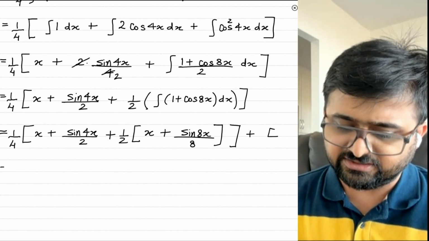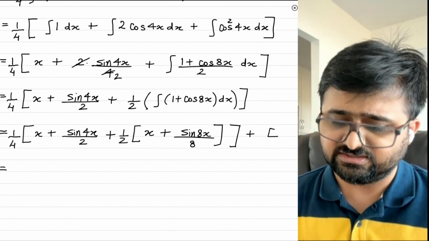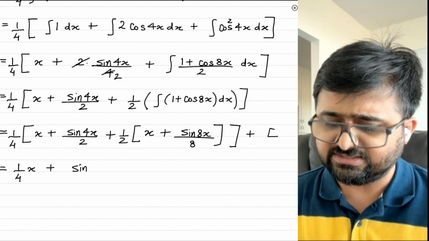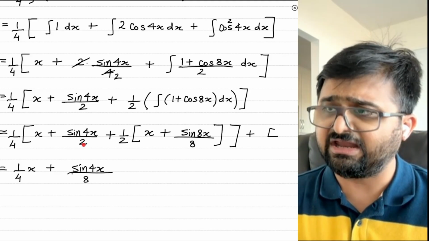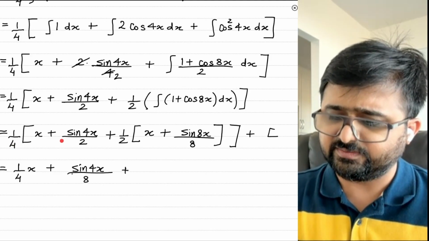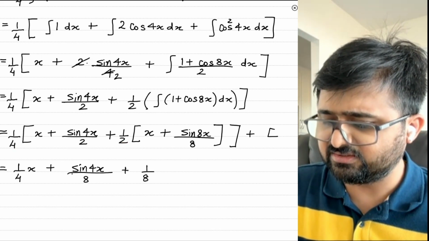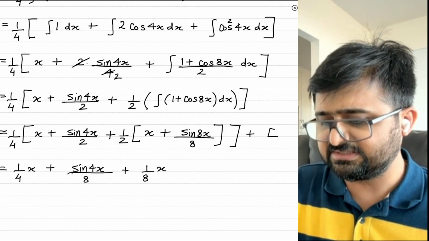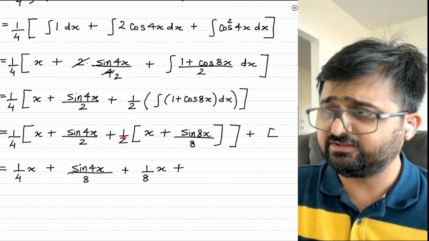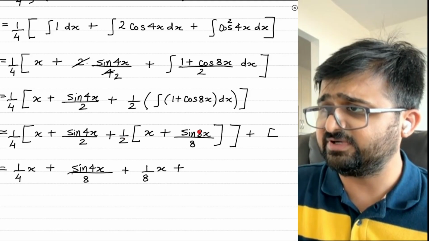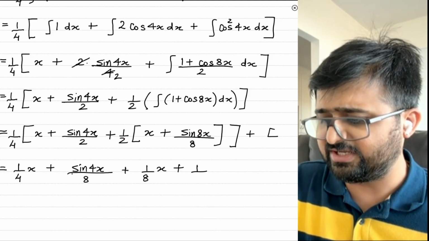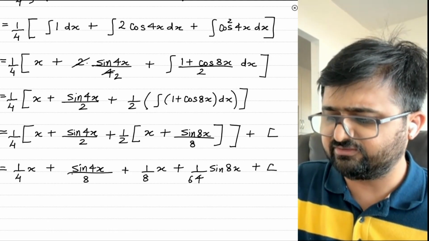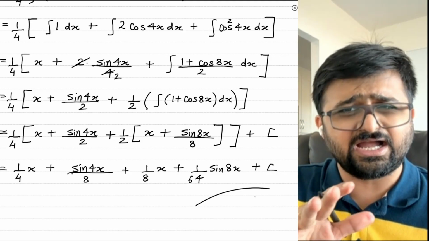We can just clean this up a little bit. Just multiply that 1 by 4 inside that bracket, and I have 1 by 4 times x plus sin 4x divided by, that will become 8, plus this will become again 8. So I have 1 by 8, and that 1 by 8 gets multiplied with these 2 terms inside. So 1 by 8 x plus, and that again 1 by 8, which we get from 1 by 4 times 1 by 2, gets multiplied with this. So 8 times 8 becomes 1 by 64 sin 8x plus, let's add the constant of integration c, and that is your final result. I don't think this was very hard.